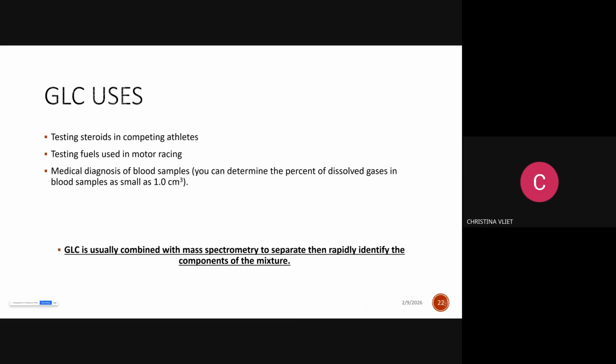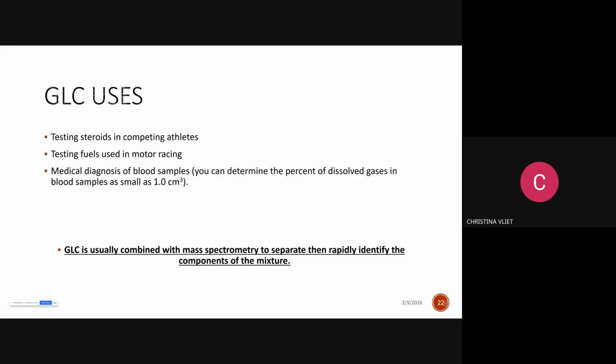GLC uses. So what do people actually use this method for, like in real life? It's often used for testing steroids in athletes. It can give you separation of steroids because they tend to be nonpolar. It's used to test fuels in motor racing, to test the components of the fuels they're using, making sure they're not using anything unauthorized. And it's also used for medical diagnosis of blood samples. With a sample as small as 1 milliliter, 1 centimeter cubed, you can get a good percent of dissolved gases like the O2 in your blood. I don't know if any of you are working on that astronomy prompt for STEM challenge, but that's an interesting note on that.